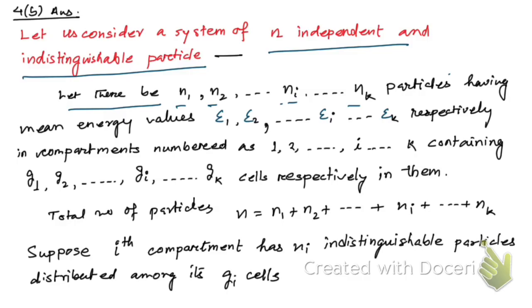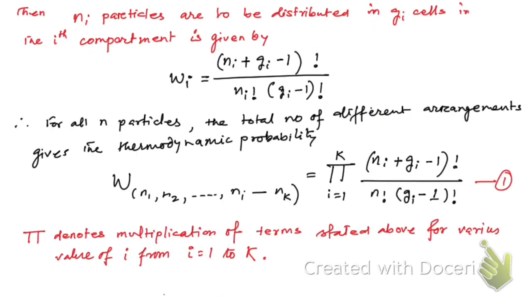So here the total number of particles is n, and these particles are distributed: ni indistinguishable particles are distributed among gi cells in the ith compartment. As I have already told you, in case of Bose-Einstein statistics the thermodynamical probability is given by this expression, and this is for only the ith compartment. For all the compartments we need to take the multiplication of all these probabilities.